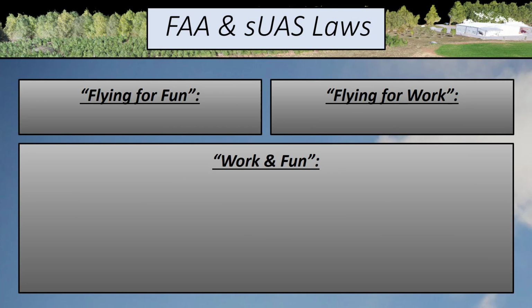When looking at the various rules put forth by Part 107, the best way to consider which rules might apply to you is to first make a distinction between flying for fun, which are the hobbyist rules, and flying for work, which are the commercial rules. By making the distinction between these two categories, it is much easier to understand which rules need to be followed.